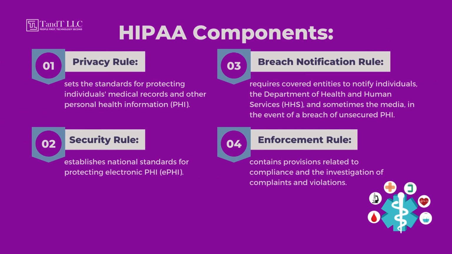HIPAA components. The Privacy Rule sets the standards for protecting individuals' medical records and other personal health information, PHI. The Security Rule establishes national standards for protecting electronic PHI. The Breach Notification Rule requires covered entities to notify individuals, the Department of Health and Human Services, HHS, and sometimes the media, in the event of a breach of unsecured PHI. The Enforcement Rule contains provisions related to compliance and the investigation of complaints and violations.